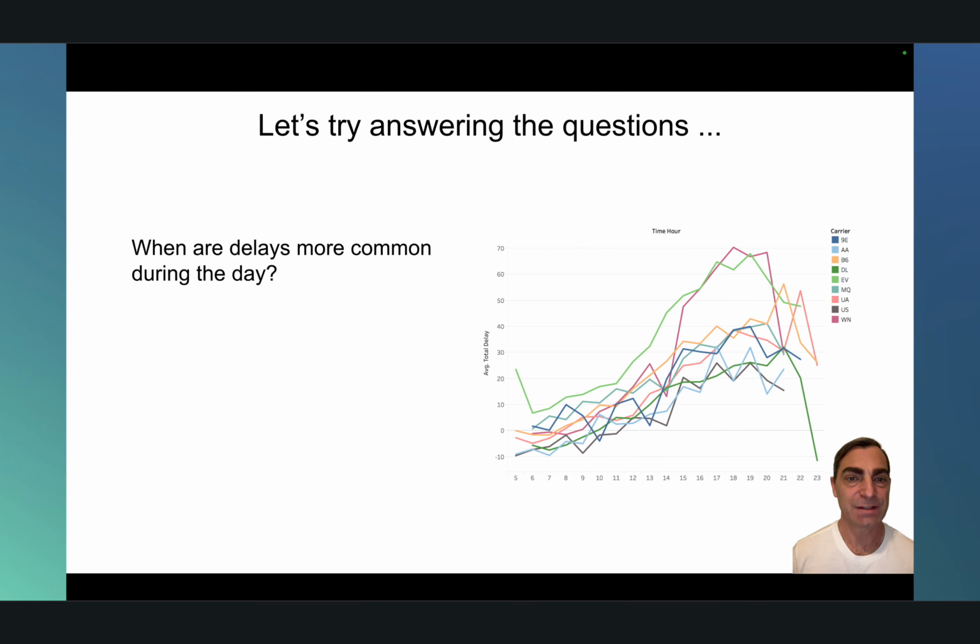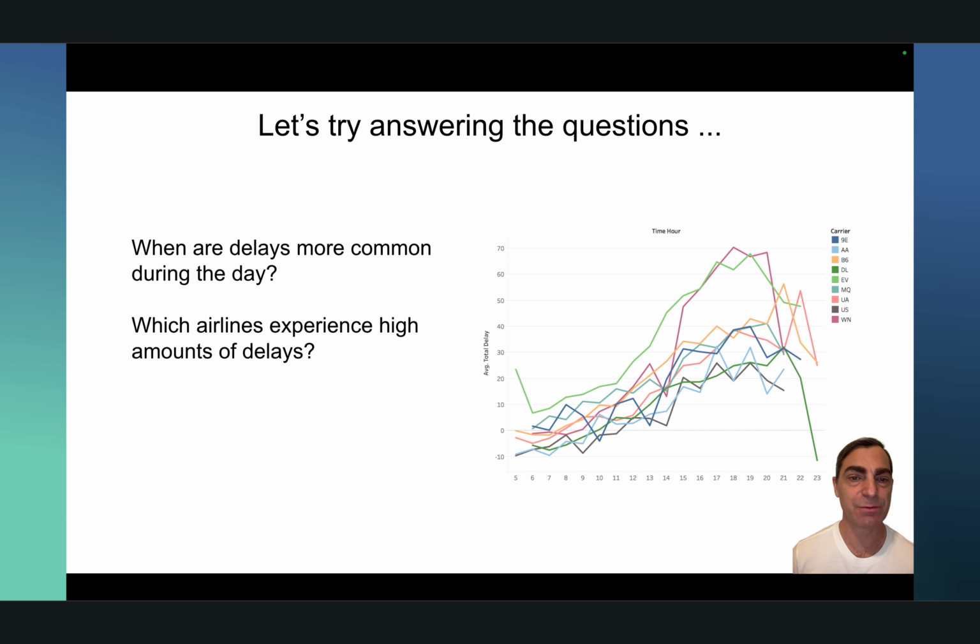When are delays more common during the day? Now with the graph, it's pretty easy to answer these questions. It's more or less between 2 p.m. and 9 p.m., with some exceptions for maybe a couple of airlines. Second one, which airlines experience high amounts of delays? Well, these two here, the top ones, experience way more delays than the other ones.